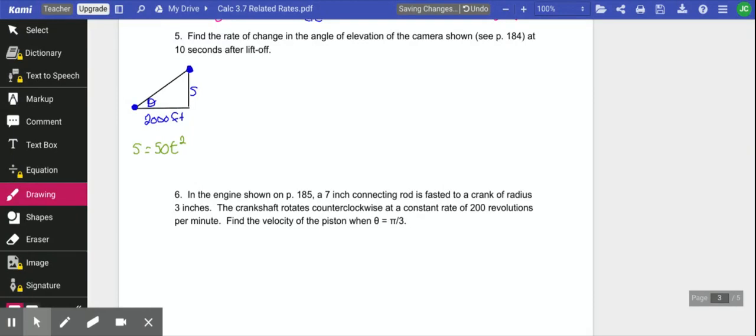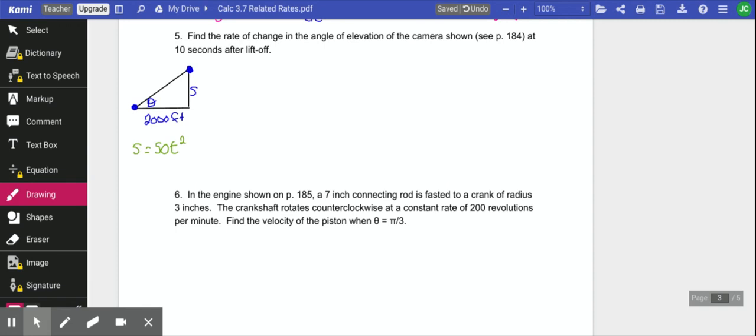For the next problem, we want to find the rate of change in elevation of the camera shown. This is on page 184. We're filming a rocket after liftoff. So this point up here is the rocket and the camera is over here. In the diagram, and you can look at your book to verify this, we have this angle theta here. S is the height of the rocket and the camera is positioned 2,000 feet away.